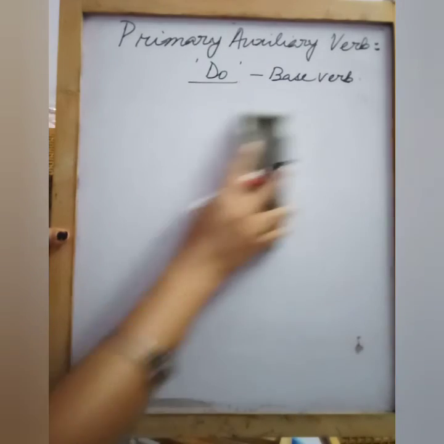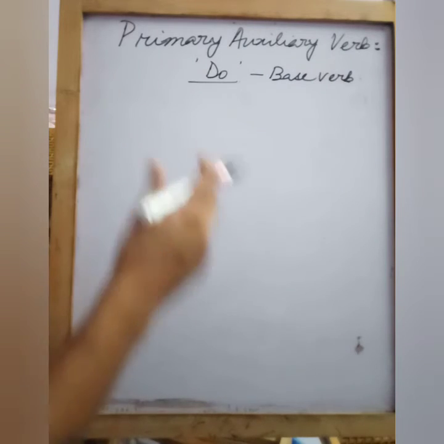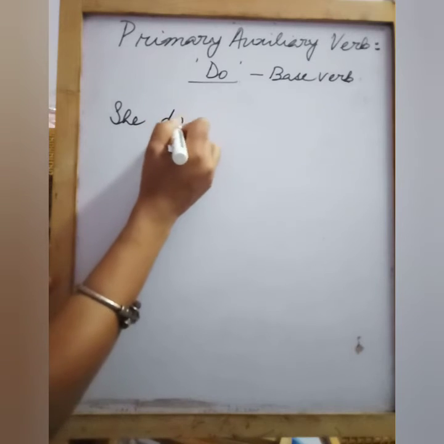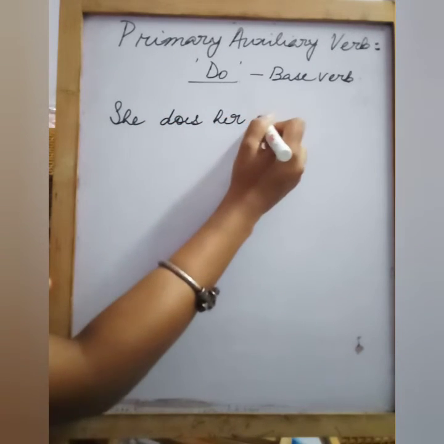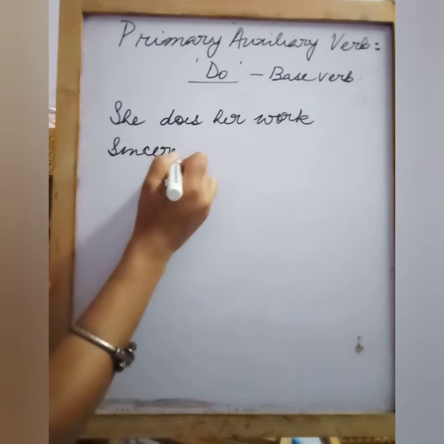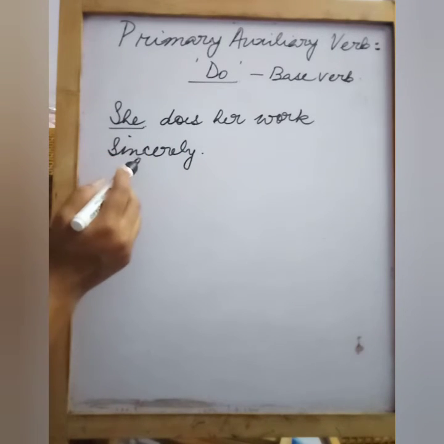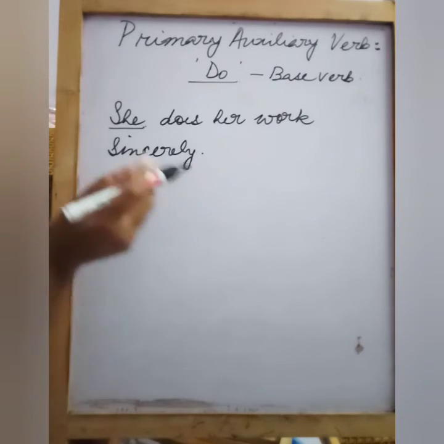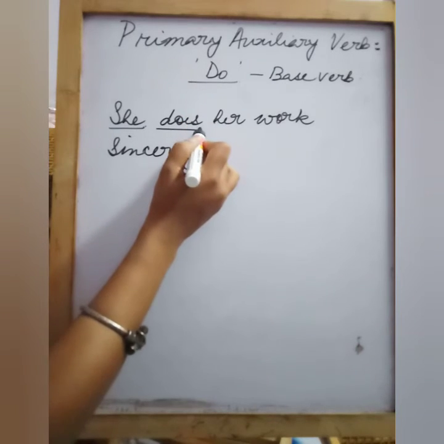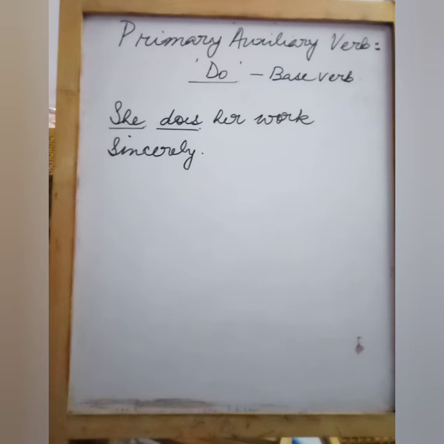Now suppose I want to write a positive sentence with does. Positive sentence with what? With the primary auxiliary verb does, a component of do. Now I can write what? Positive sentence: she does her work sincerely, isn't it? So this is the present tense, third person singular also. I'm using the form of do as does, the component of do. Do is the base verb and this is a component, or a part. So she does her work sincerely.